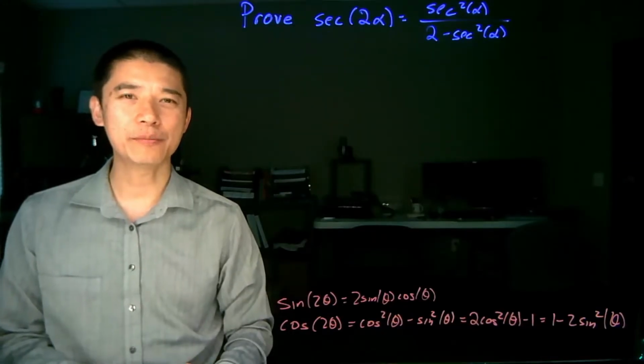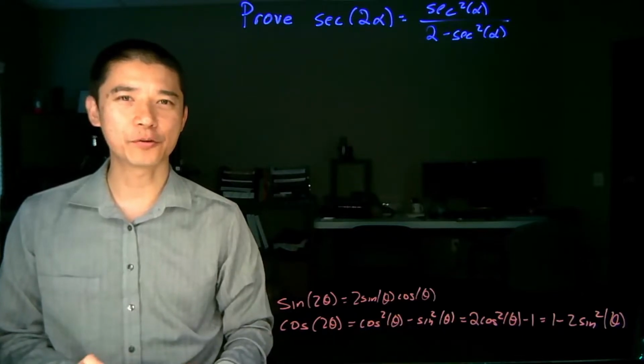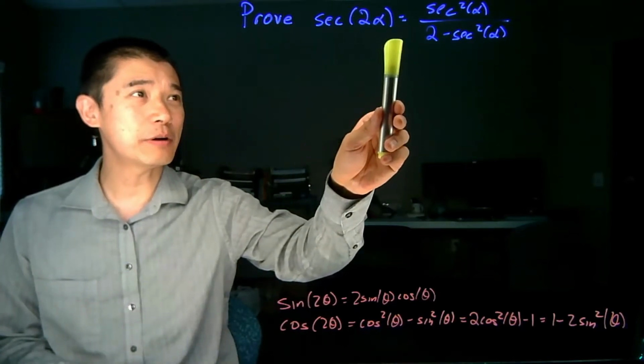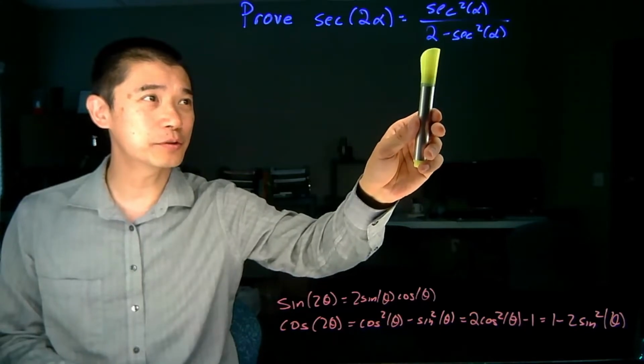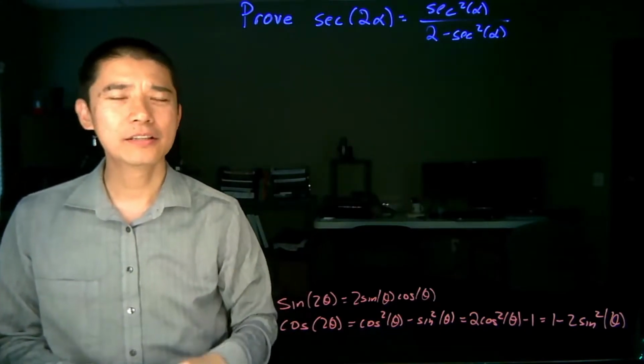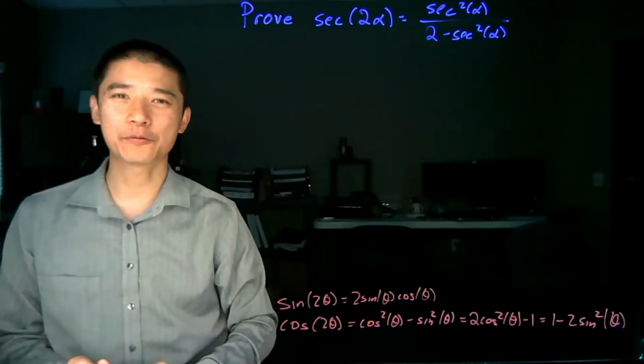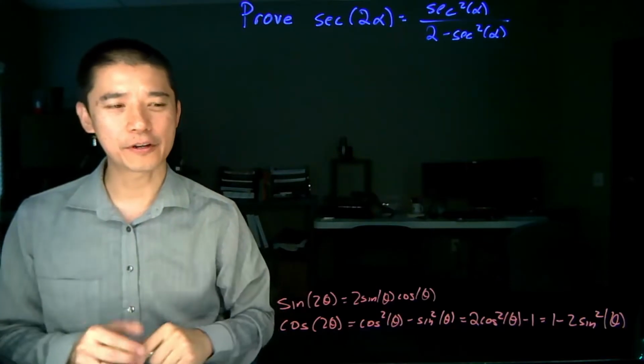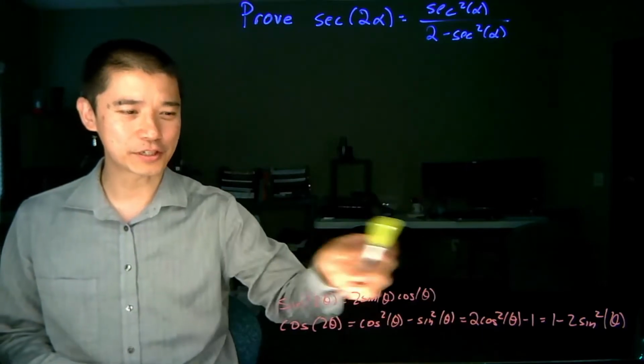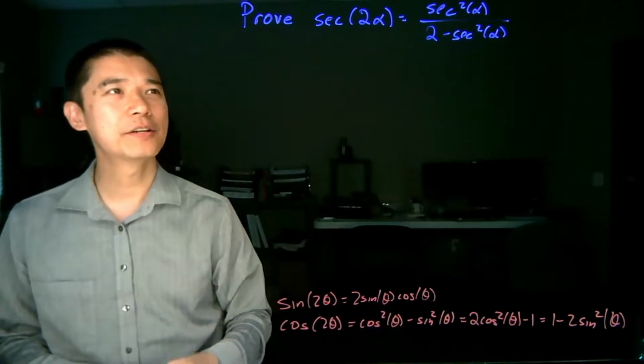And now we'll do an example of proving an identity using the double angle formulas. Prove that secant of 2 alpha is equal to secant squared alpha over 2 minus secant squared alpha. Now if you notice, this is actually a double angle formula for the secant function. All the functions have double angle formulas, and they're just going to be applications of these down here. So let's see how this one works.